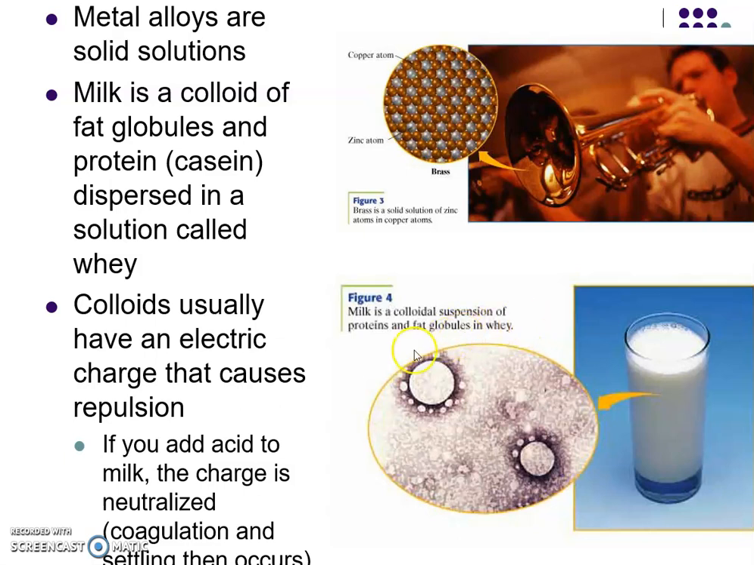When they process it for you to buy at the store, it's been homogenized, a term you've probably seen on the container, where they make those fat molecules small enough that they stay evenly distributed. That process is called homogenization, of course.